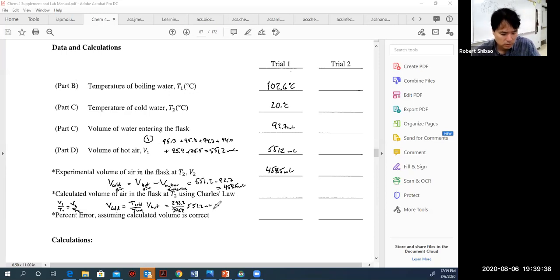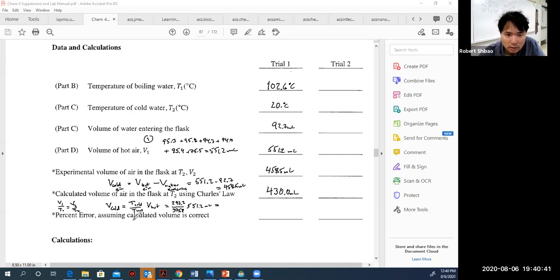It's going to be 293.2 Kelvin divided by 375.8. Oh gosh. Okay, let's redo that. 293.2 Kelvin divided by 375.8 times 551.2. Based on Charles' law, the volume should have gone not to 458, but to 430.0. How many sig figs are we allowed? 430.04, that's all right. And so you see we're off a bit because we have an additional 28.5 milliliters.